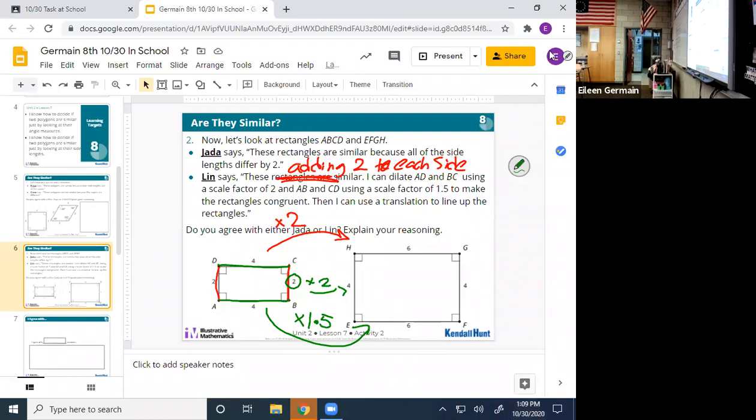Let me see what Diego's saying. D is right here, Diego. What do we know about when we dilate a figure? When we dilate a figure, Kaylee, we have to do what to all the side lengths? You have to multiply by the scale factor. And the scale factor is always going to be what?